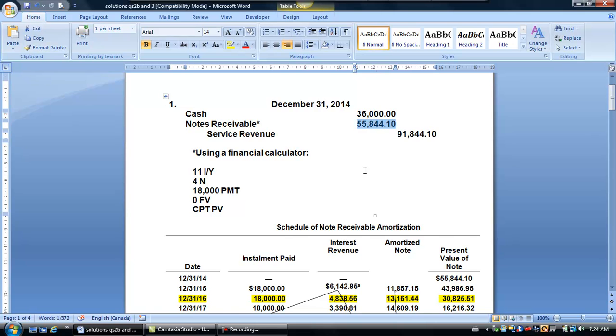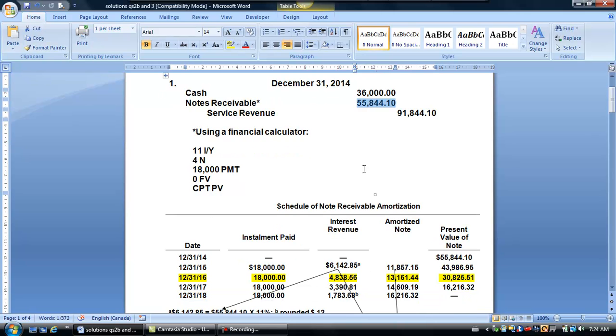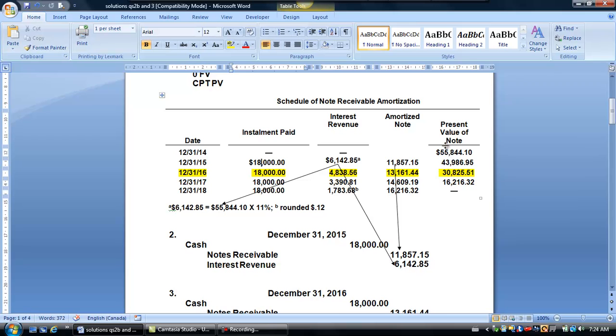Now, in order for us to move on to the next part of the question, we also need to do an amortization schedule for the note so that we can calculate the amount of interest revenue and the amount of principal being paid down with every $18,000 payment. Again, we're going to use the effective interest method here. So to do that, we start off at the issue date with the carrying value of our note of $55,844.10.